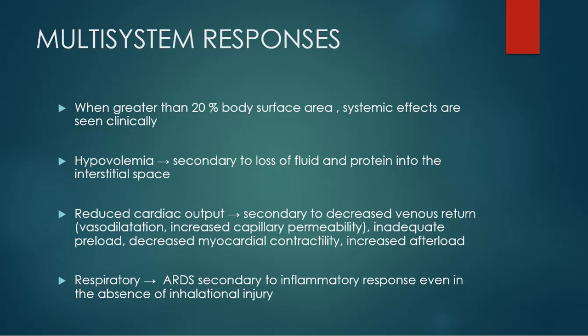Now, what are the multi-system responses to burns? When greater than 20% of the body surface area is involved, systemic effects are clinically seen, which include hypovolemia. Hypovolemia is secondary to the loss of fluid and protein into the interstitial space. There is reduced cardiac output, which is secondary to the decreased venous return, and the decreased venous return is caused by vasodilatation and increased capillary permeability. There is inadequate preload, decreased myocardial contractility, and increased afterload. So there is pressure on the heart. Acute respiratory distress syndrome is secondary to the inflammatory response even in the absence of inhalational injury. This occurs in the respiratory system.